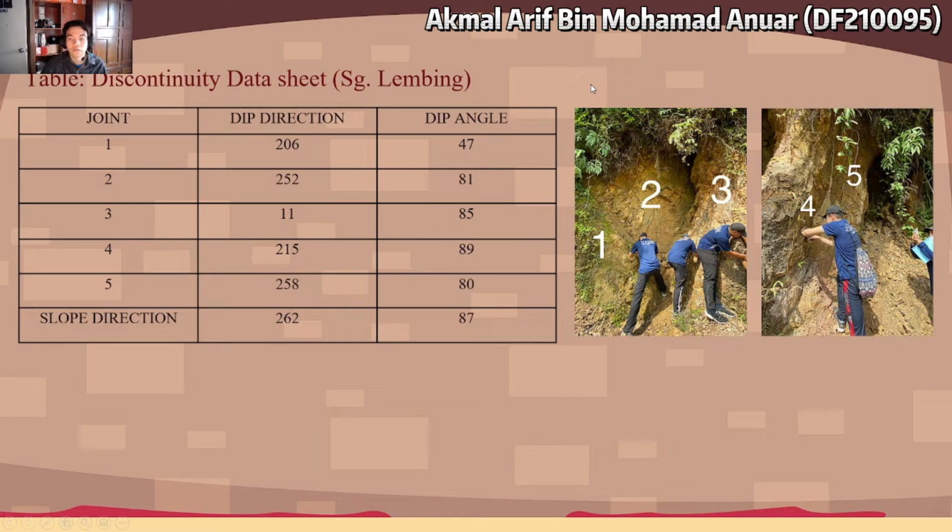We get the data from Sungai Lembing, which is a slope failure in front of the tunnels around Sungai Lembing. In this data sheet, we have done 5 joints there, as you can see in the figure in the pictures, 1 2 3 4 5, and we get each own dip direction and dip angle for the 5 joints. So the slope direction is 262 and dip angle 87.